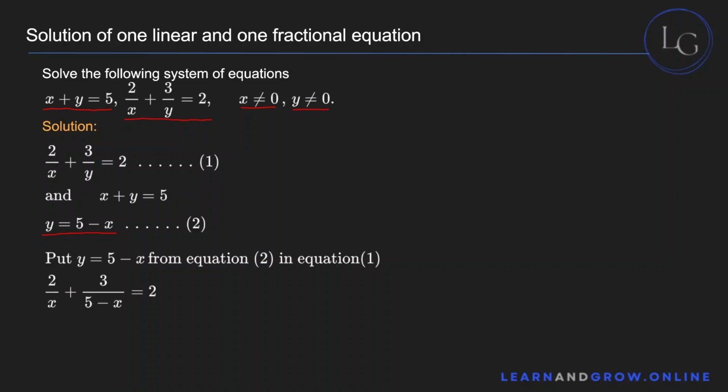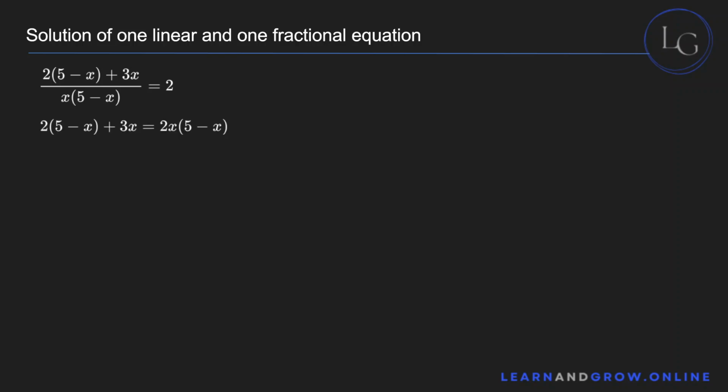Now, we have this equation, and you'll take the LCM. So you'll multiply 2 with 5 minus x. So you'll get this. And then you'll multiply 3 with this x. So you'll get this 3x. And in the denominator, you'll have x into 5 minus x. Obviously, everyone knows how to find the LCM. It's not really that hard. Now, you'll take this denominator and you'll multiply it with this 2 on the right hand side.